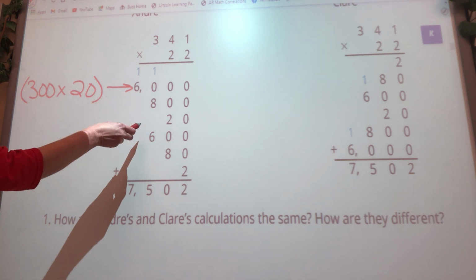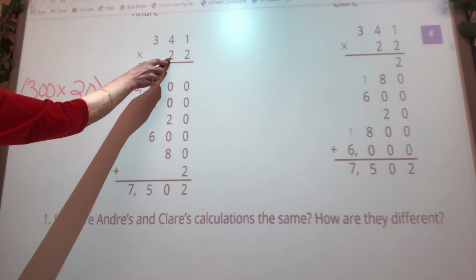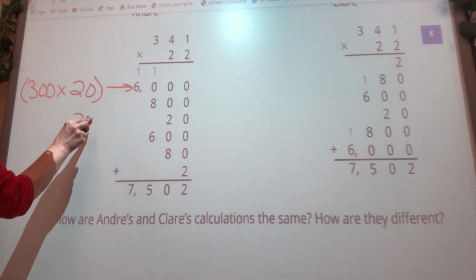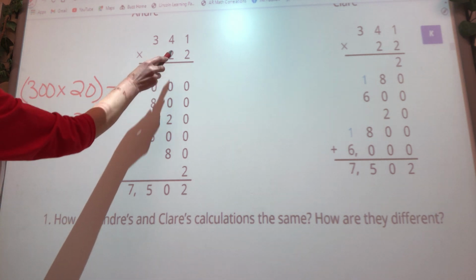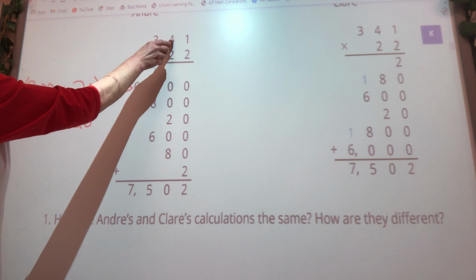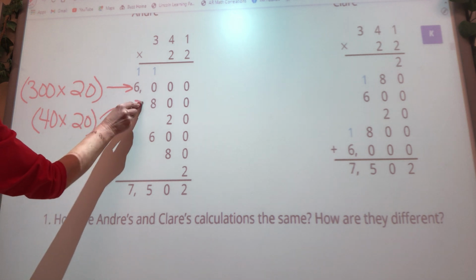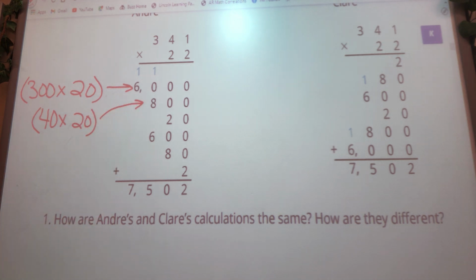His next one, he's still using this 2 because he started on this left side. The 2 is still in the tens place, so that's still going to be a 20. And then this time, the 4 is in the tens place, so that's going to be 40 times 20. So that's where Andre got this number.